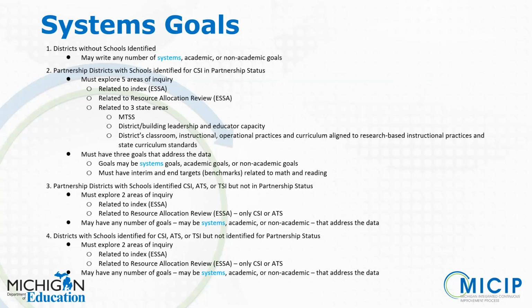And fourth, districts with schools identified for CSI, ATS, or TSI, but not identified for partnership status. Those schools must explore the 2 areas of inquiry indicated on the slide, but may have any number of goals, systems, academic, or non-academic, that address their data. If you have questions, please contact your PAL, your Coordinated Supports Point of Contact, or your ISD.